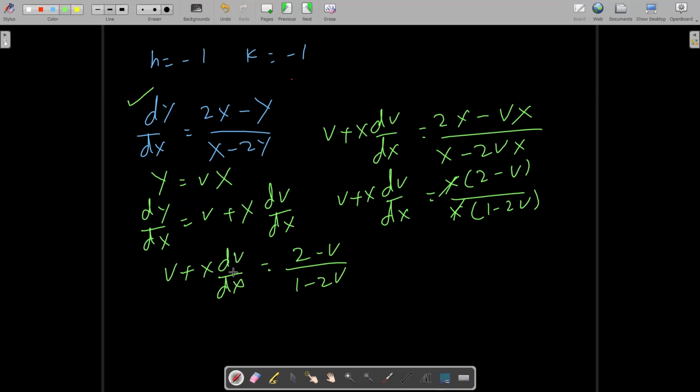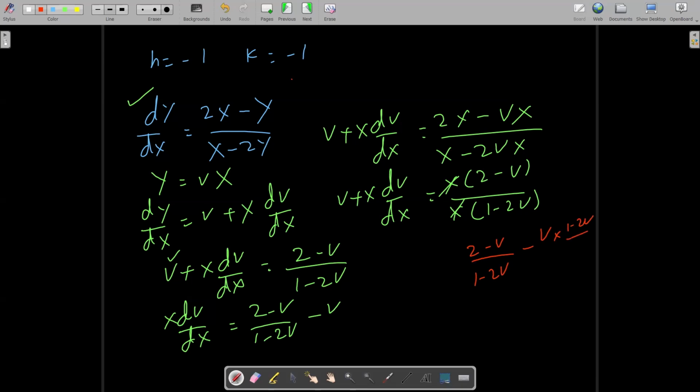So we have to simplify, and then we have to separate the variables. First of all, you can write x dv over dx equals 2 minus v over 1 minus 2v, and just take this v on the right side. It's going to be negative v if you subtract v on both sides. Before separating the variables, we have to simplify this fraction, 2 minus v over 1 minus 2v minus v. So how can we simplify? You can just multiply 1 minus 2v over 1 minus 2v to make the same denominator 1 minus 2v.